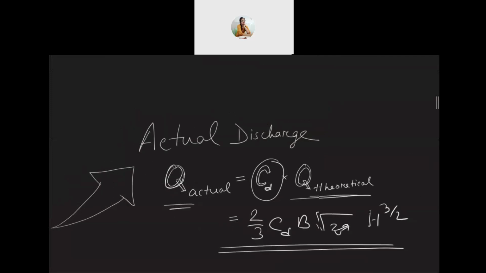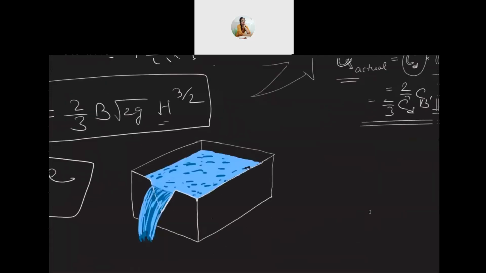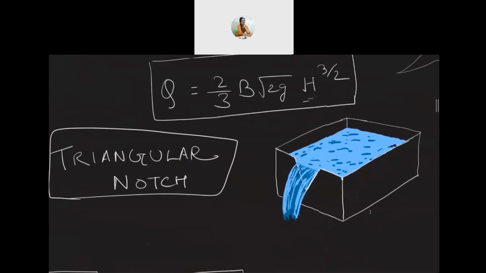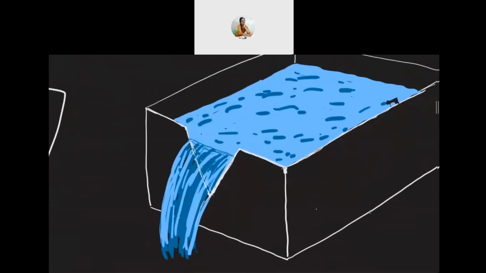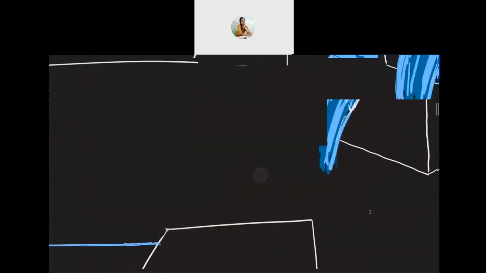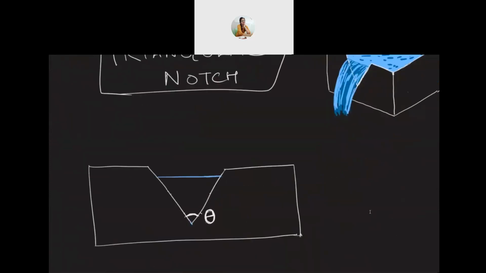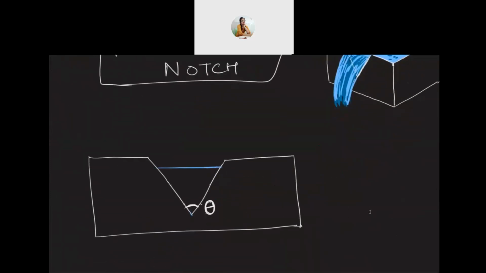Sometimes notches are made triangular. So let's discuss the triangular notch. A triangular notch is like this. The principle is the same. Based on the available head, the discharge will increase. But again, the velocity at different heights will be different. Therefore, we are going to find a proper expression for the total discharge.